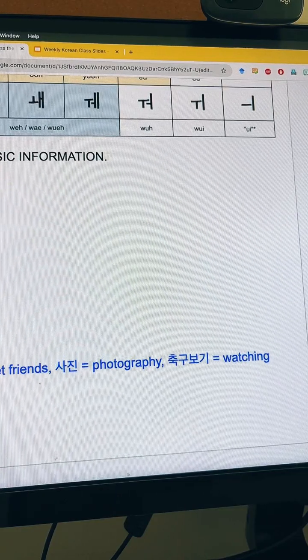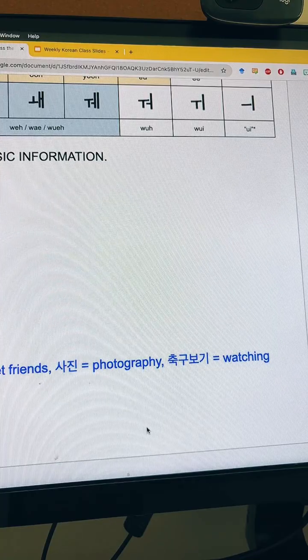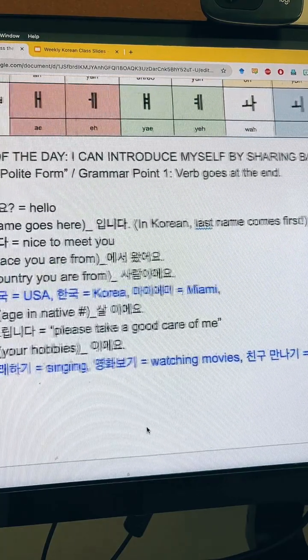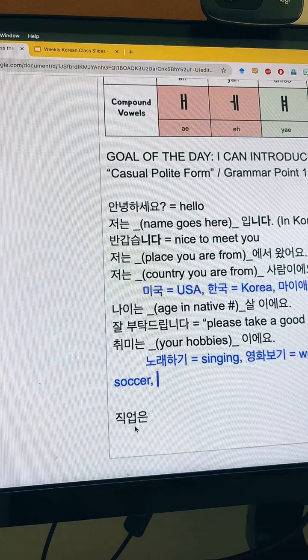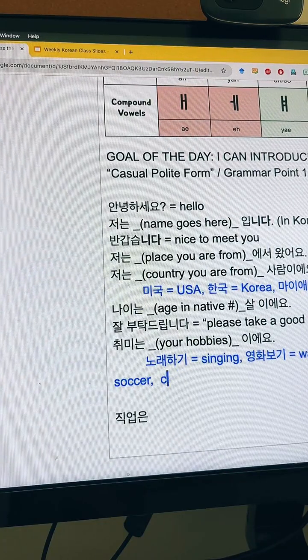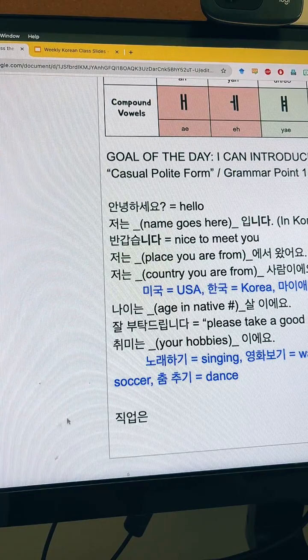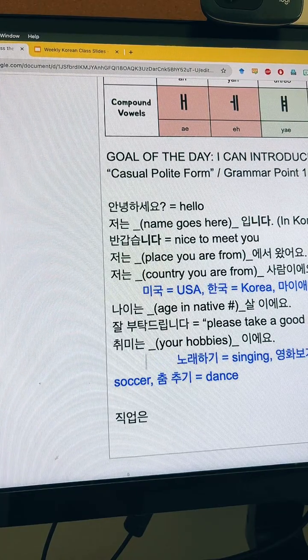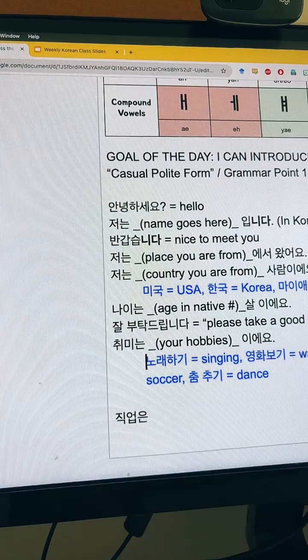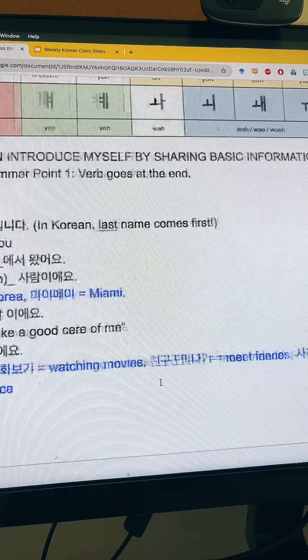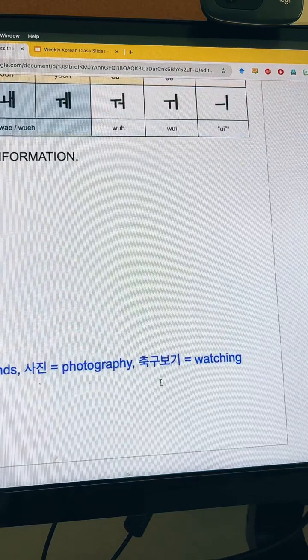Thank you for all the hearts. 춤. Dance. 춤추기. 네, so these are some hobbies that you might say.